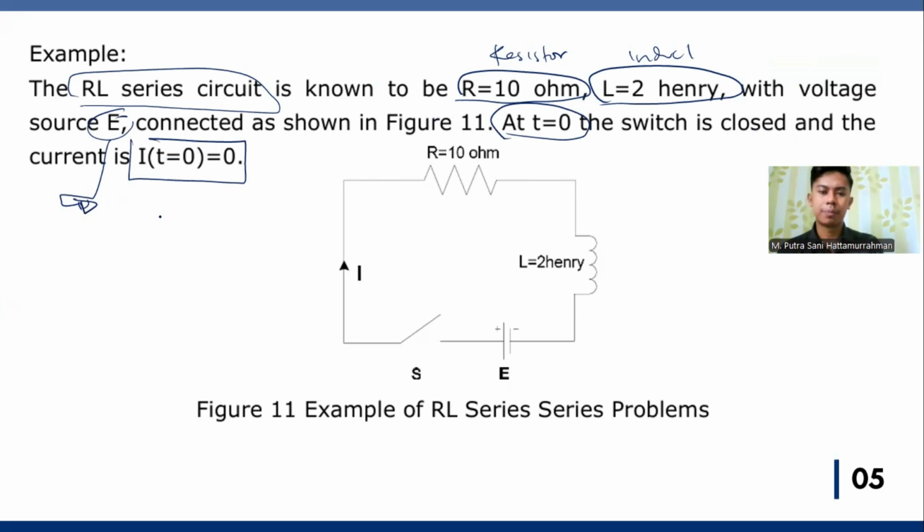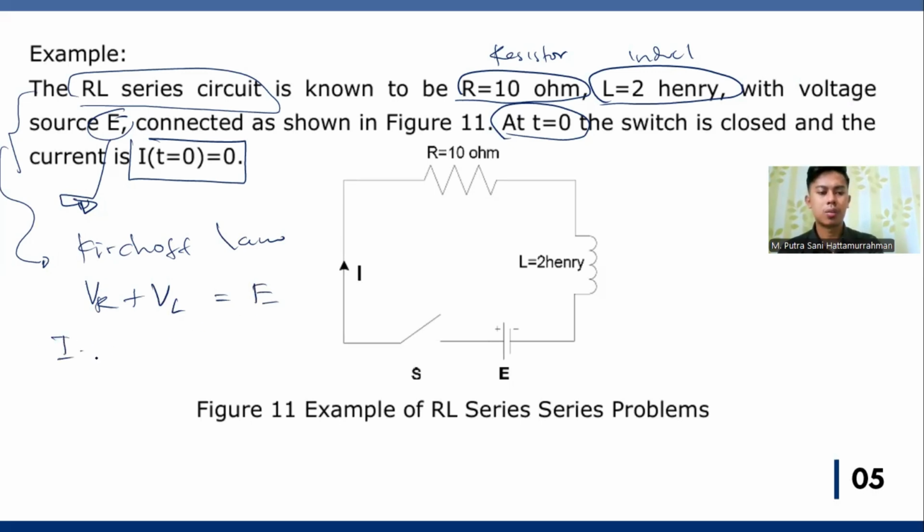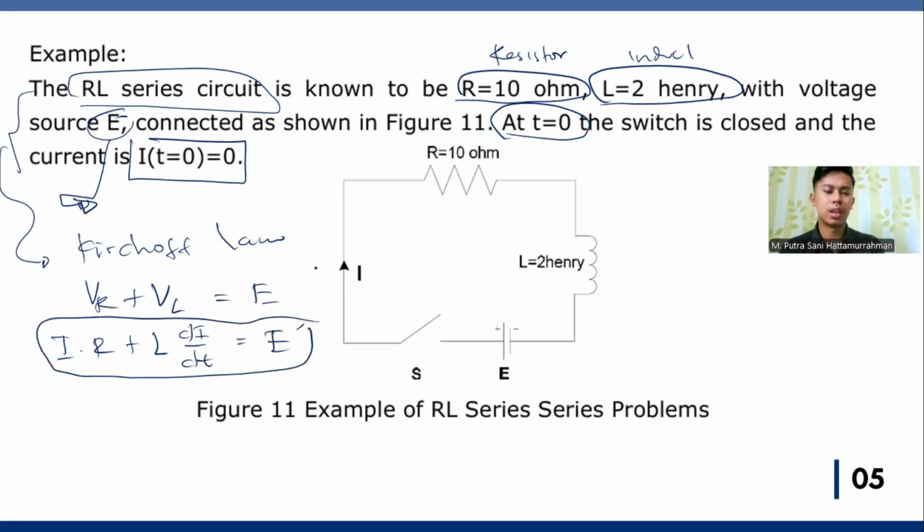But to change this question into a linear differential equation, you have to know Kirchhoff's law. Kirchhoff's law is identified by VR plus VL equal to E. VR is I product R, and VL is L product di by dt, equal to E. So that is the form of the linear differential equation in an RL series circuit. We can go to the next page for more clarity.